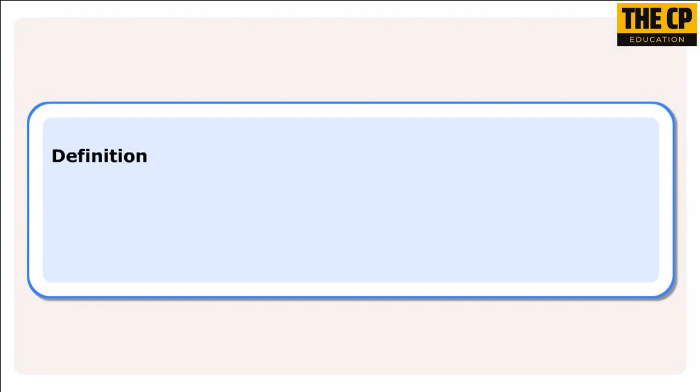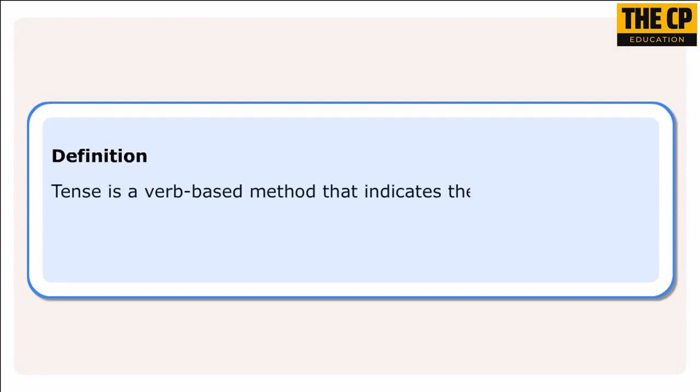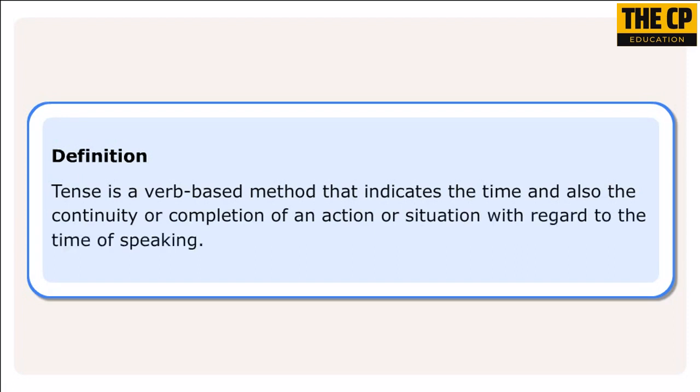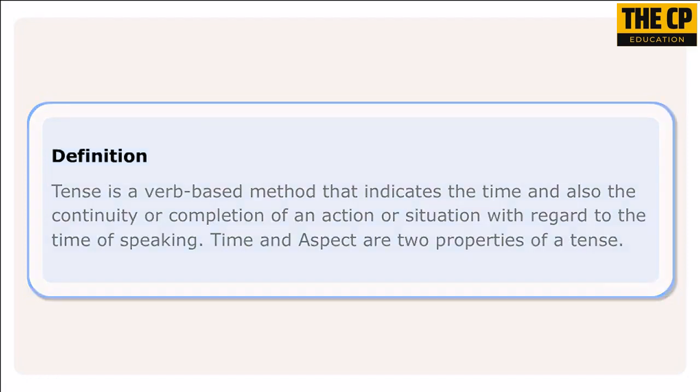Tenses. Definition. Tense is a verb-based method that indicates the time and also the continuity or completion of an action or situation with regard to the time of speaking. Time and aspect are two properties of a tense.